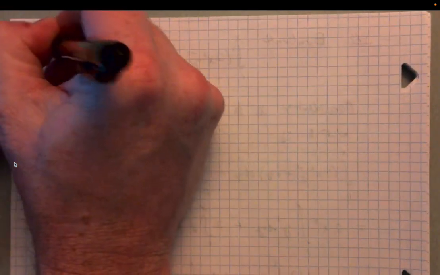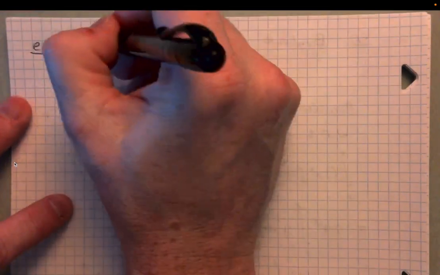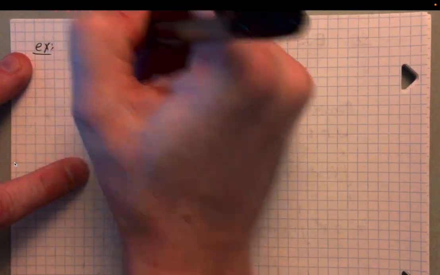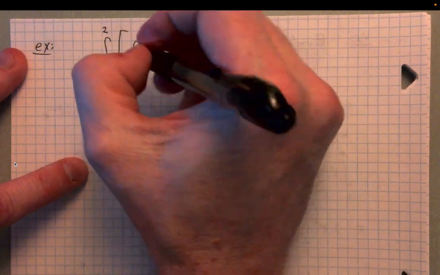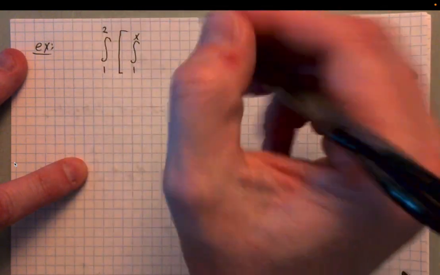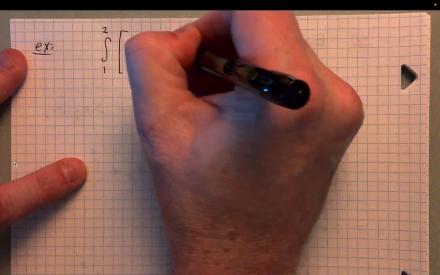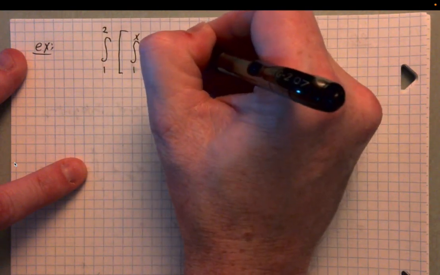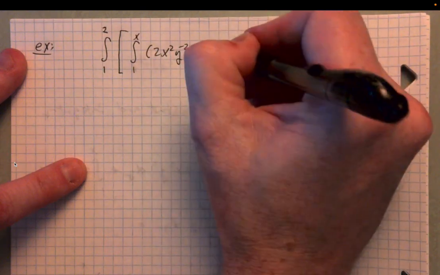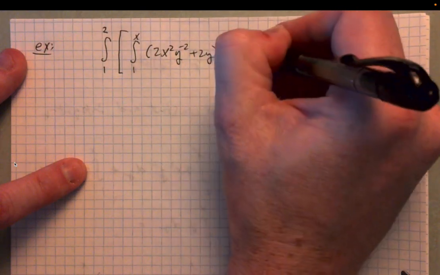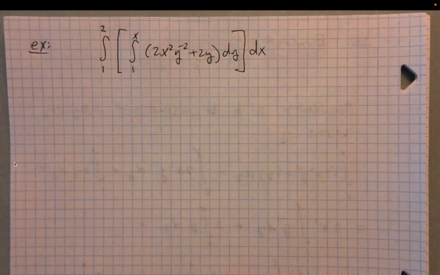Okay, let's try. Okay, we're going to evaluate this now. The integral from 1 to 2 of the integral from 1 to x of 2x squared y to the negative 2 power plus 2y dy dx.